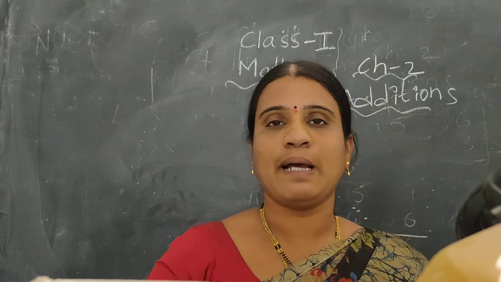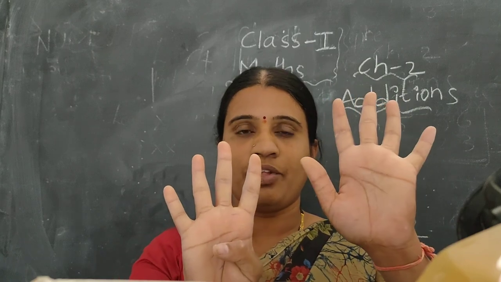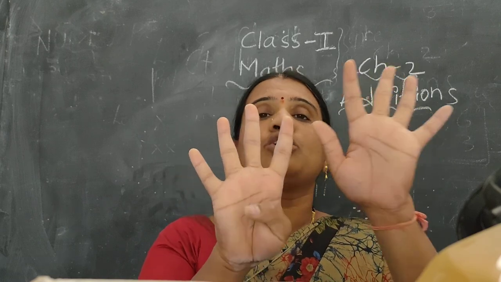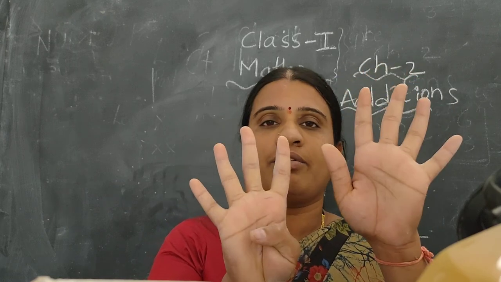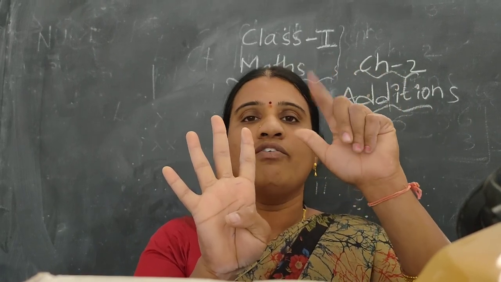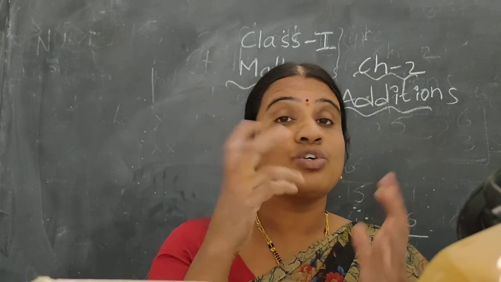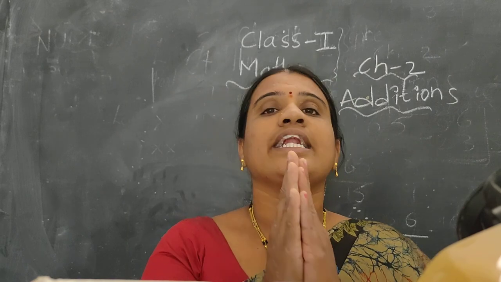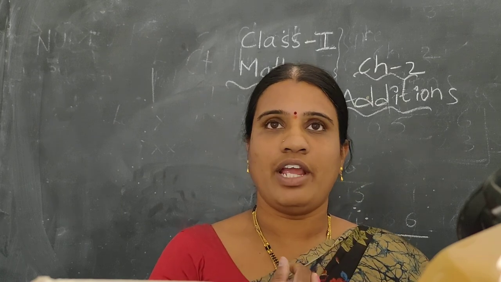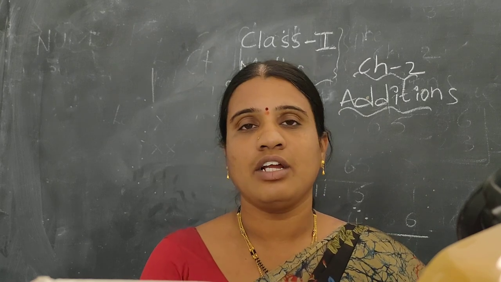Total chocolates. For example, you have 4 chocolates and your sister has 5 chocolates. Here I am not asking which is the biggest and which is the smallest. I am asking the total chocolates, how many are there? So this time you have to count: 1, 2, 3, 4, 5, 6, 7, 8, 9. So the total chocolates are 9.